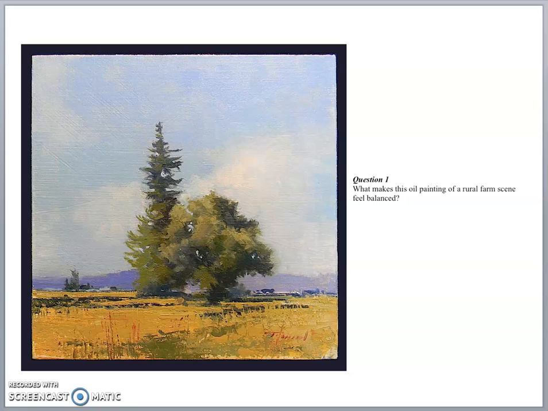So in this oil painting here, what makes this painting of this rural farm scene feel balanced? What is it about it that feels like it's not going to tip over? There is kind of a fulcrum-like effect going on here, where shapes are sitting in proximity to others, so give that some thought and see what you come up with for an answer.